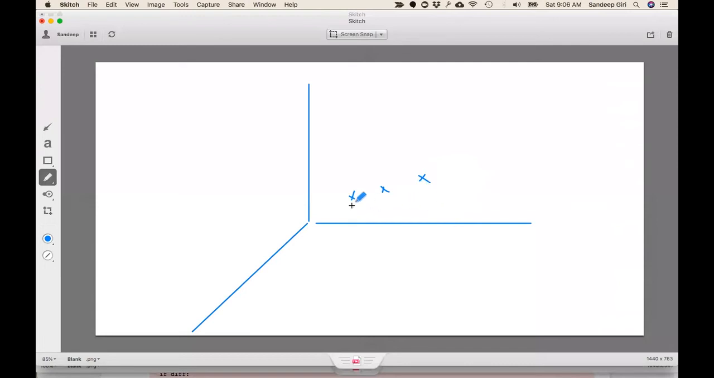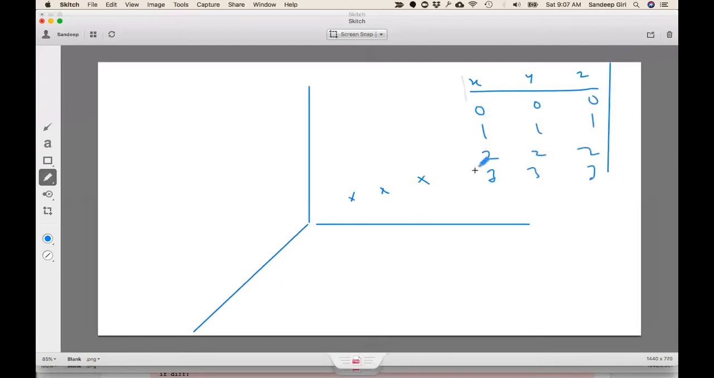If we had this kind of a line, right? Let's say X, Y, Z, and let's say the data points we had were 0, 0, 0, 1, 1, 1, 2, 2, 2, 3, 3, 3, like that. Okay. So do you think we can come up with a data set with a single column?